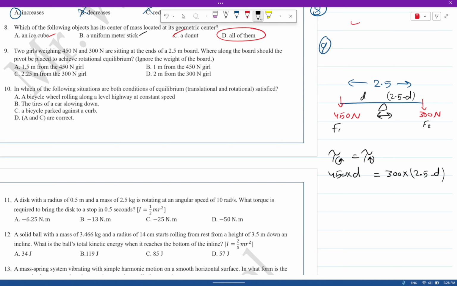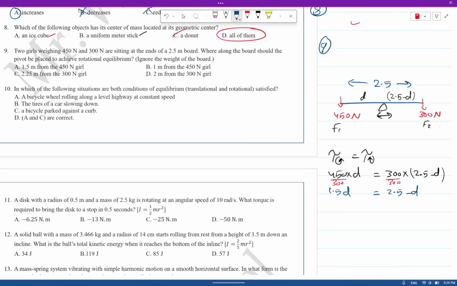Now, one method you've learned is to multiply this into the bracket, but there's another easier way. We could divide both sides by 300. So this 300 cancels out. This side here is going to be 1.5D. The other side is going to be just 2.5 minus D. Well, this is D, or distance, and distance has to go to the other side.